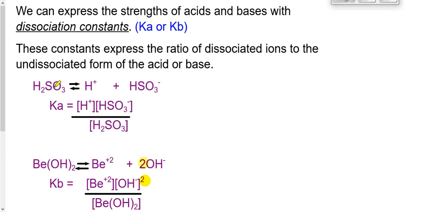So for the acids, because we're only ever taking off 1 proton at a time, we actually have a little cheater formula we can use.